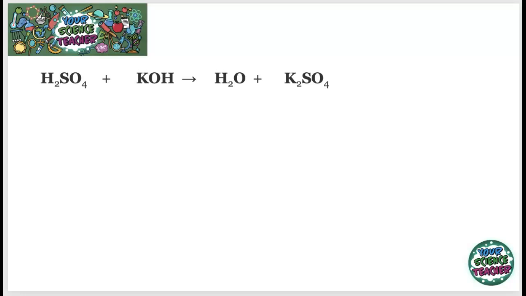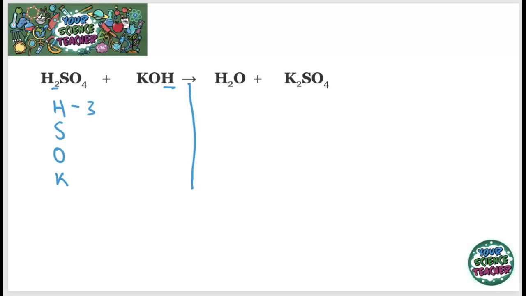So the first thing I do is I draw a line down the center where the arrow is. And then I count up all of the atoms that I have on each side of the equation. So I have hydrogen, I have sulfur, I have oxygen, and I also have potassium. Now, what I then do is I count up the numbers that I have on each side. So I have 2 hydrogens here. I also have a hydrogen here. So in total, I have 3 hydrogens on this side of my reaction.